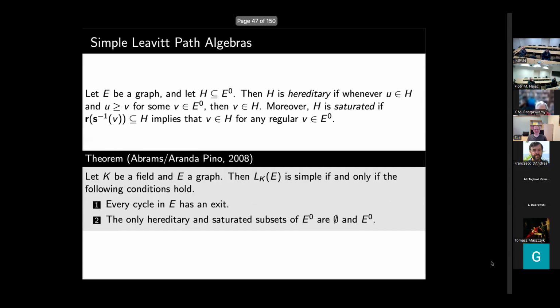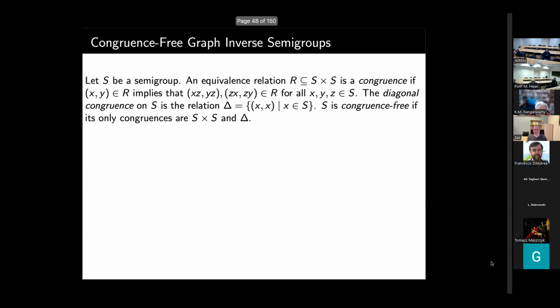Thank you. Okay, so that was graph C-star algebras. This is Leavitt path algebras. What would be the analog of this for a graph inverse semigroup? Well, in a semigroup, simple is about congruences, right? So simple means you don't have any non-trivial homomorphic images. And in a semigroup, do I need to go into what congruences are on semigroups?